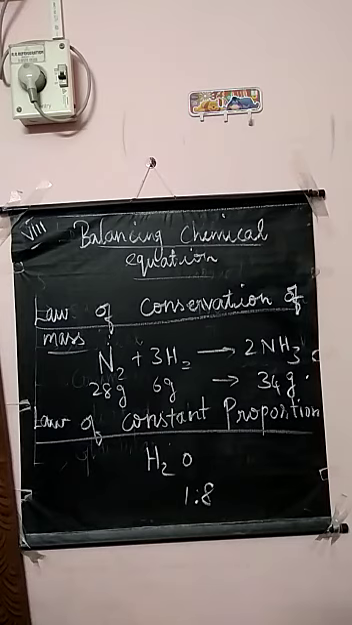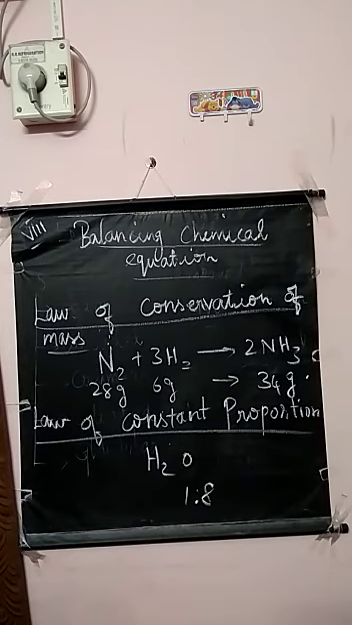For example, in water formation, hydrogen and oxygen are involved. What are the elements involved in this water formation? Hydrogen and oxygen. Hydrogen and oxygen form water. So first you know that word equation. Then you have to write the skeleton equation.